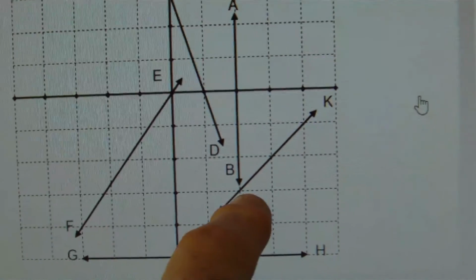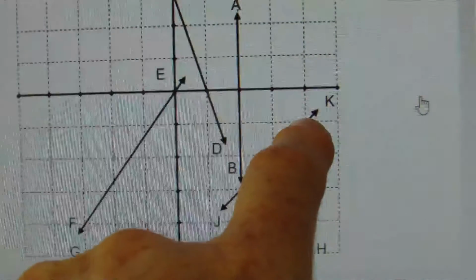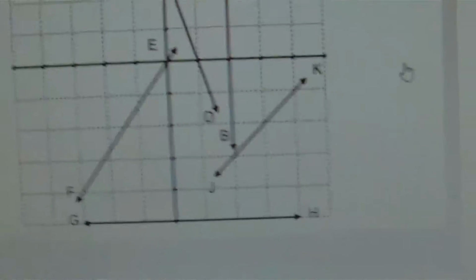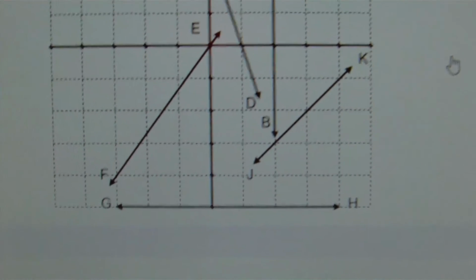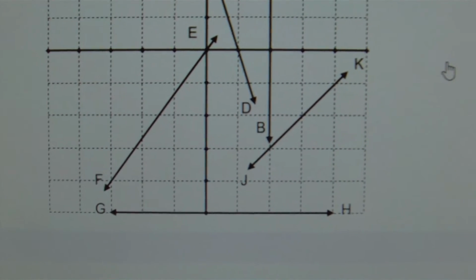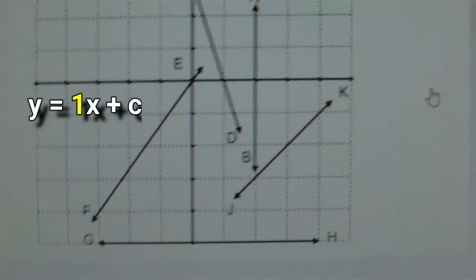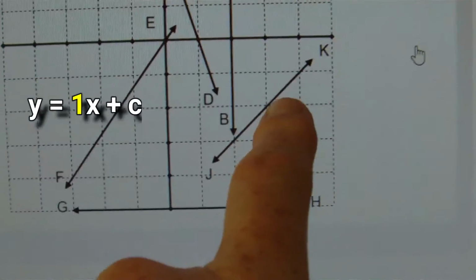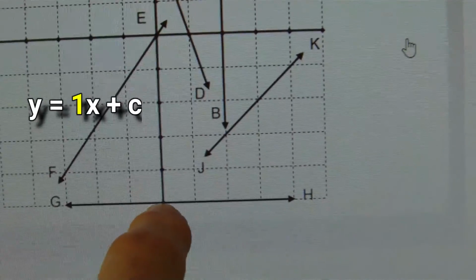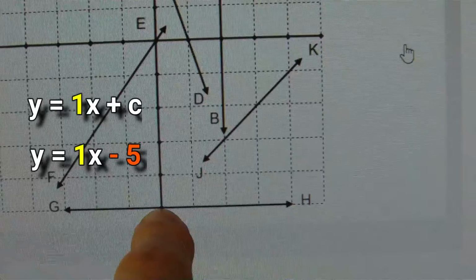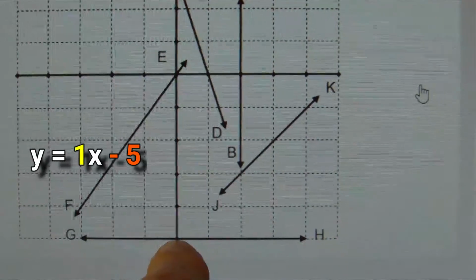Or if you want to start here, that I know that point, if you go up 2 and across 2, there you get back on the line. So there your gradient's 2 over 2. Doesn't matter how you look at it. The gradient of line JK is going to be 1. Alright, and I can see that if I extend this line further down, it's going to go through there and it's going to eventually go through the y at negative 5. Do you agree? So we know that the constant in the standard form is minus 5.